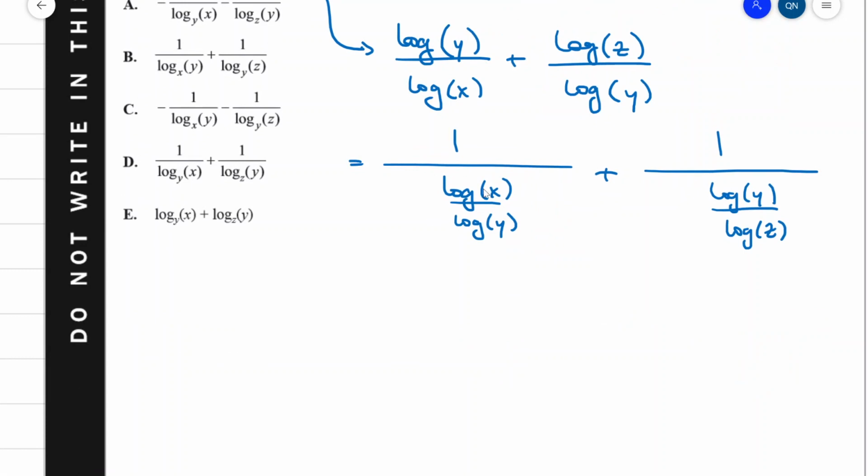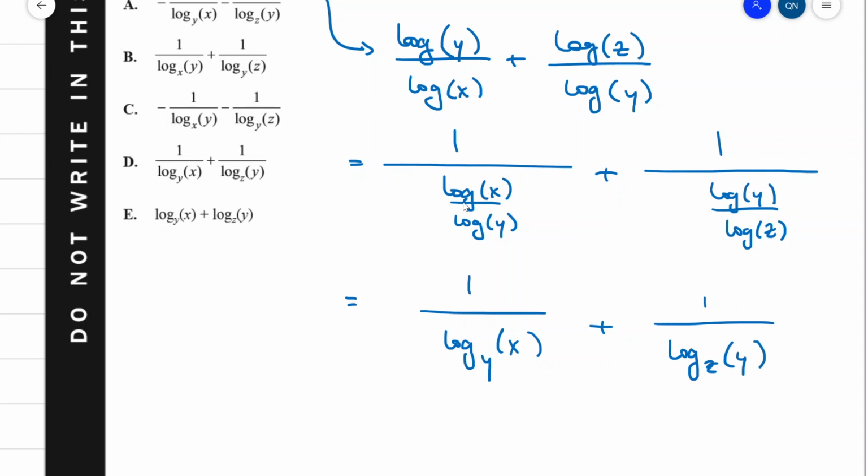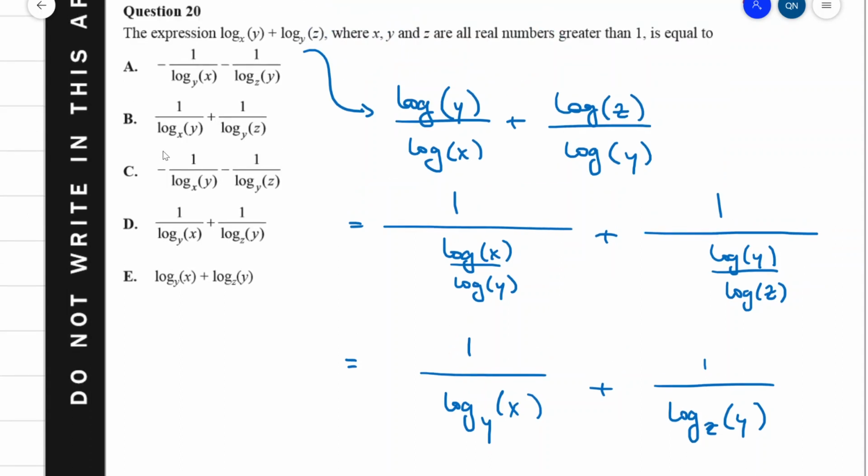And now you look at this again, and you notice how we can just do the reverse change of base, because this is 1 over log base y, because y is in the denominator of x, and then plus 1 over log base z, because z is in the denominator of y. So let's match things up over here. It looks like it's d. It's not going to be b. B is basically the same terms but reciprocated. We have negatives, which we don't want, so it has to be d.